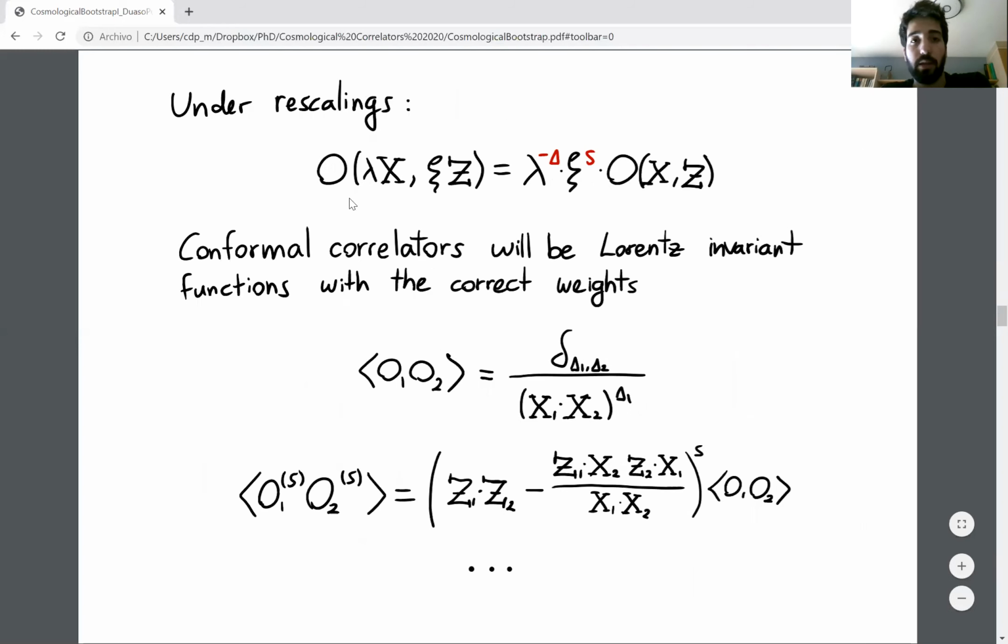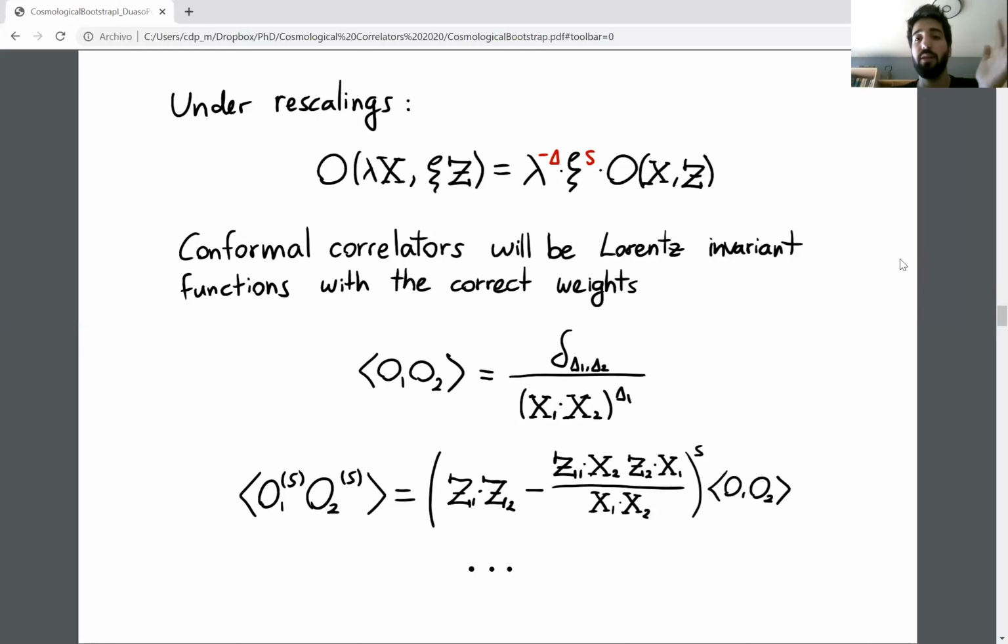These fields under the rescalings will behave in this way. They will be homogeneous functions under the rescalings of the coordinates x with weight minus delta, and the rescalings of the coordinates z with weight s. Delta and s are precisely the conformal weight and the spin of the conformal operators that these fields correspond to.